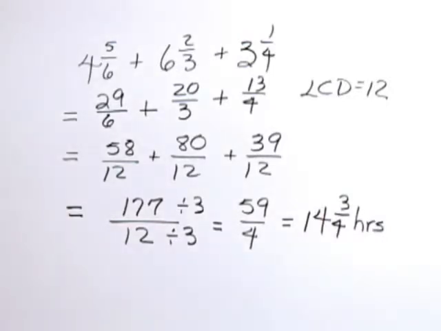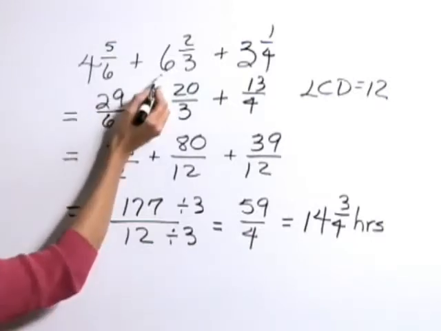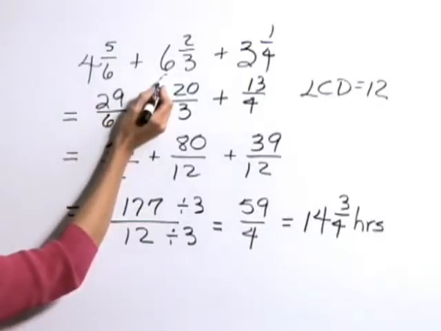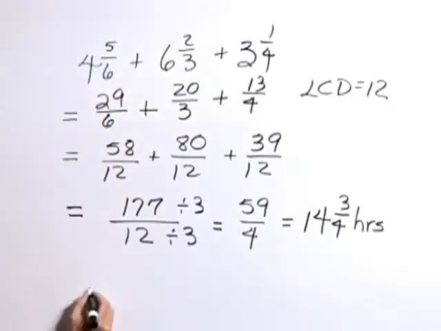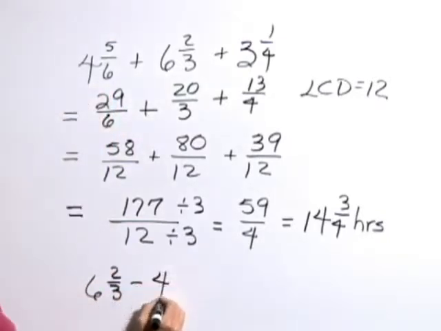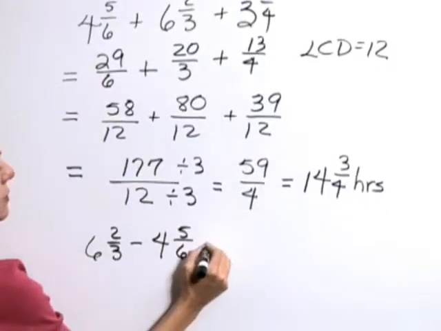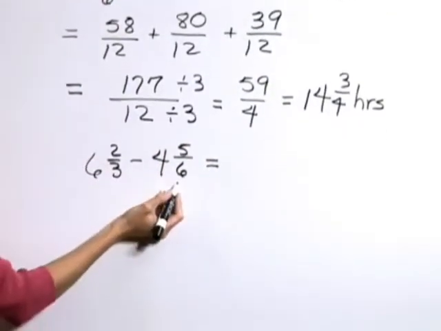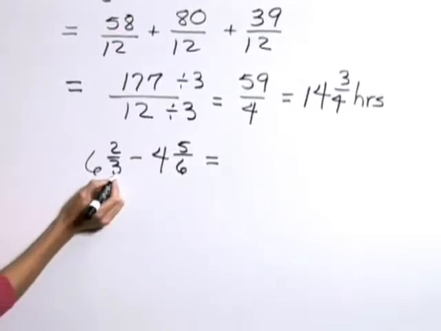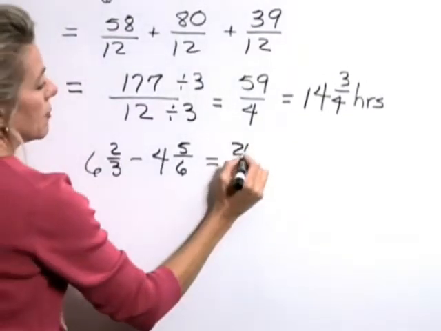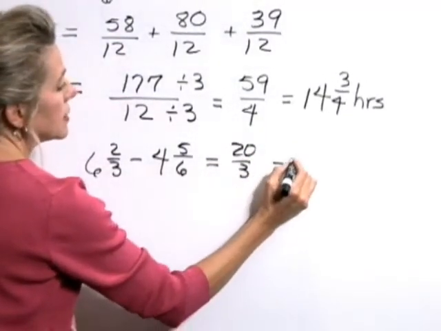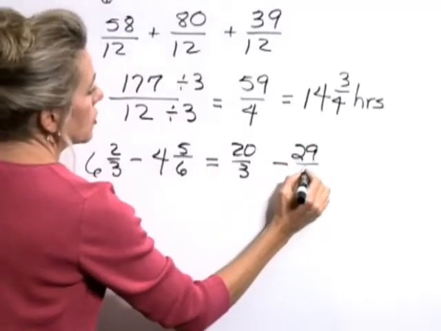Now for the second part of the problem, we want to know how much more time she spent training on Tuesday than on Monday. So we take 6 2/3 and subtract 4 5/6. Changing from mixed number form to improper fraction, we have 20 over 3 minus 29 over 6.